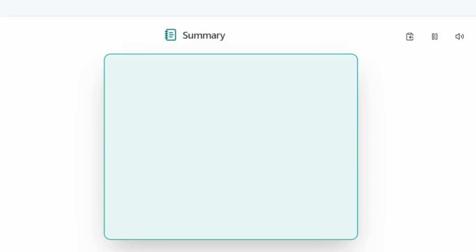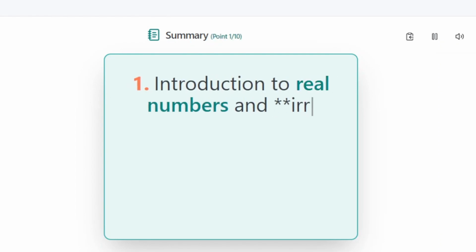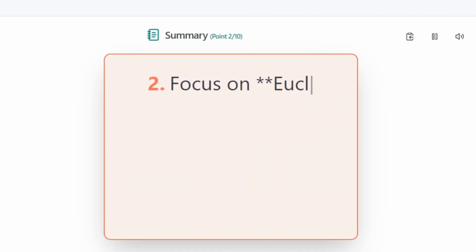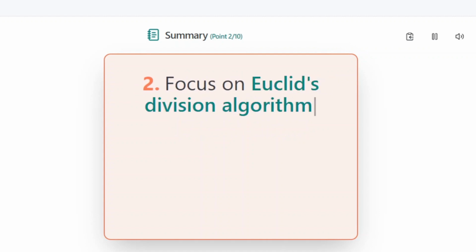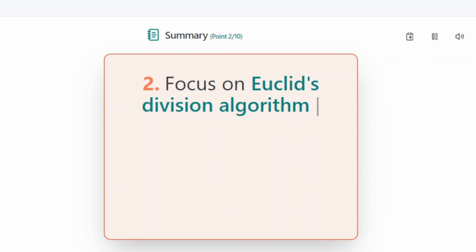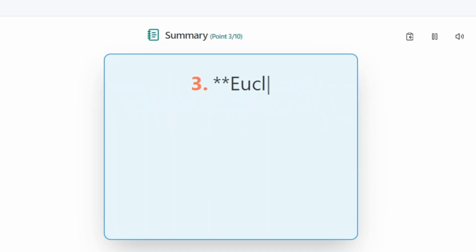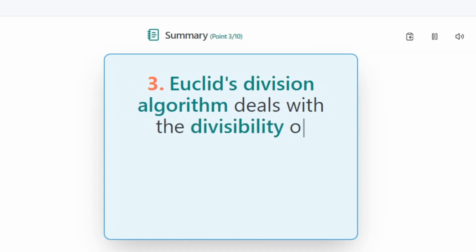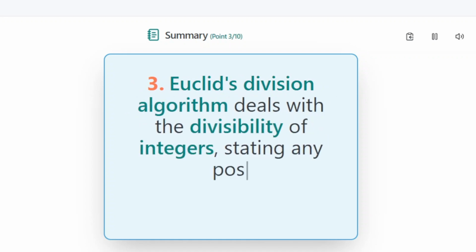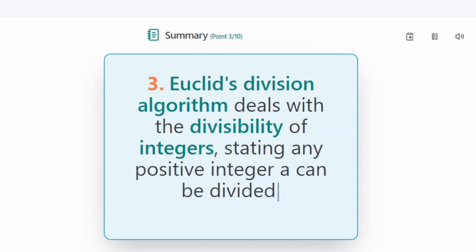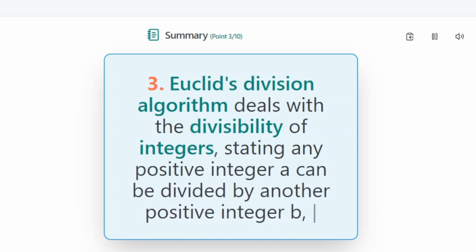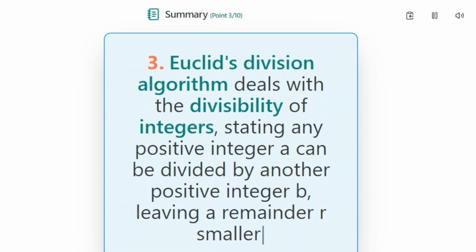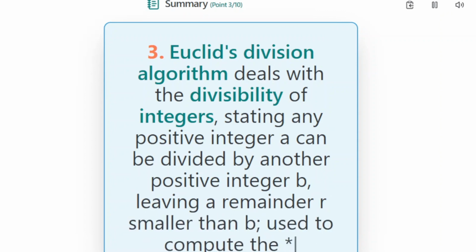Now starting, summary. Introduction to real numbers and irrational numbers. Focus on Euclid's division algorithm and the fundamental theorem of arithmetic. Euclid's division algorithm deals with the divisibility of integers, stating any positive integer a can be divided by another positive integer b, leaving a remainder r smaller than b, used to compute the HCF of two positive integers.